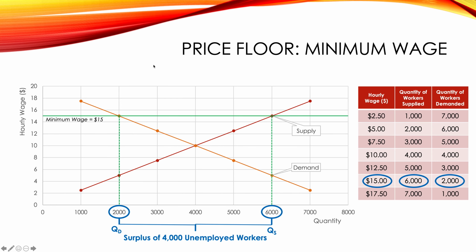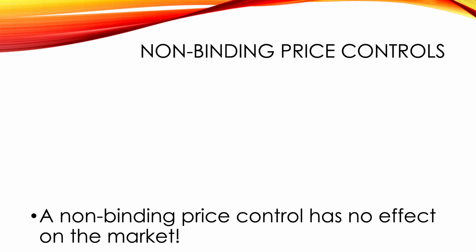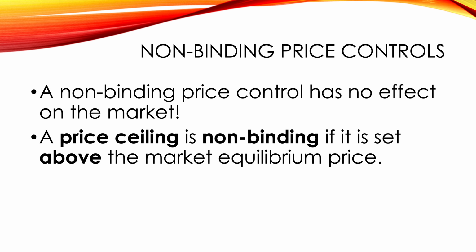That's how those types of things work. Now, sometimes government price controls are what we call non-binding. And non-binding sounds complicated, but it's actually pretty simple. Non-binding means it just doesn't matter. It doesn't have any effect. It doesn't alter the decision making in a market. So non-binding, just think doesn't matter. So for instance, if a price ceiling is set above the market equilibrium price, it's going to be non-binding. It's not going to have any impact on the market whatsoever.